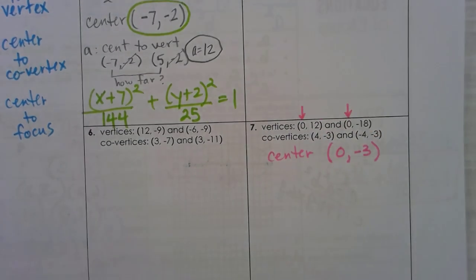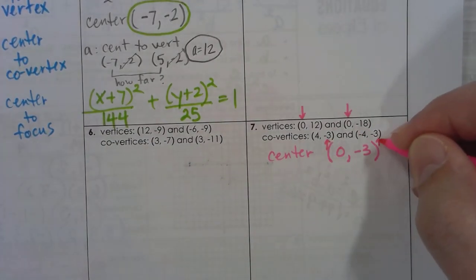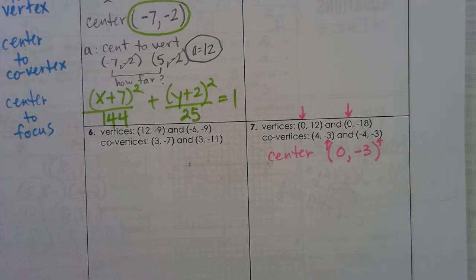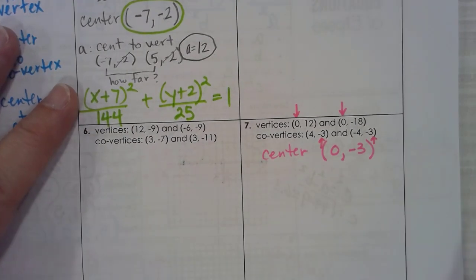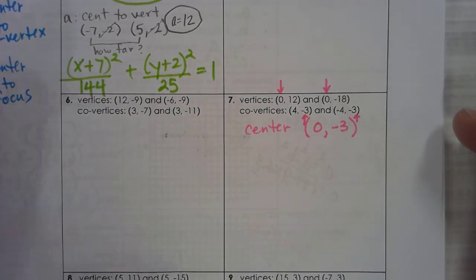The vertices share the number 0 in the x spot, which means the center has to have a 0 in the x value. And then the co-vertices share the -3 on our y value, so that means that has to be our center. Could you do it the other way? Could you find the midpoint between any one of those? Absolutely. This is just a little bit faster. Let's go ahead and do the direction now so we don't forget about it later.